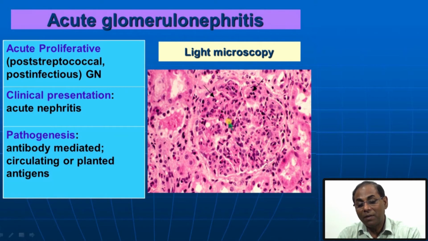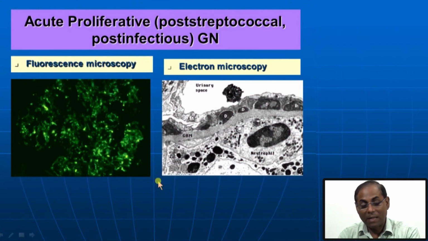And if you look very carefully, you can see there are a lot of neutrophils coming into the glomerular capillary. So, this is the exudative type. This is typically a diffuse endocapillary proliferative glomerulonephritis, which is exudative also. The clinical presentation in these cases will obviously be acute nephritic syndrome, and this is an antibody mediated pathogenesis, with either circulating antigen or planted antigen.